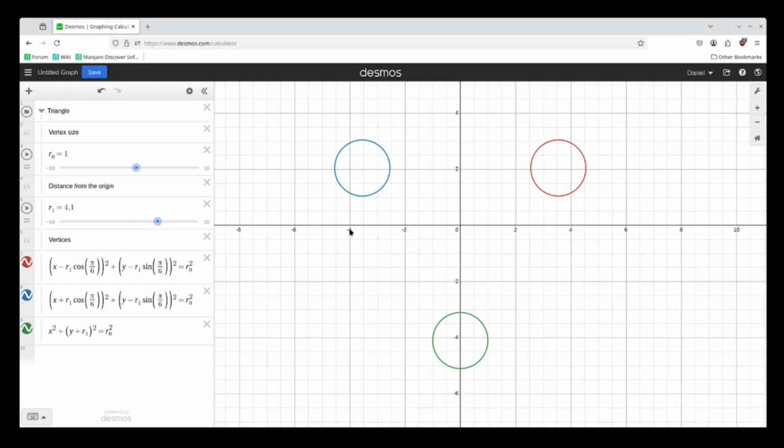Everyone. In this part of the video, I want to show you how we can connect the lines between the vertices to complete the outside of our yield sign.